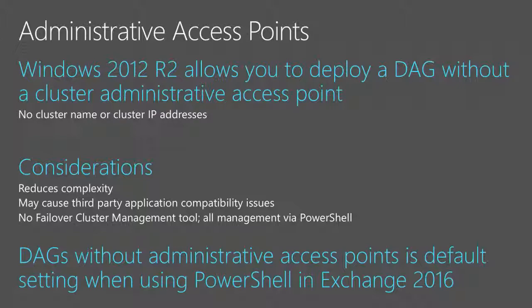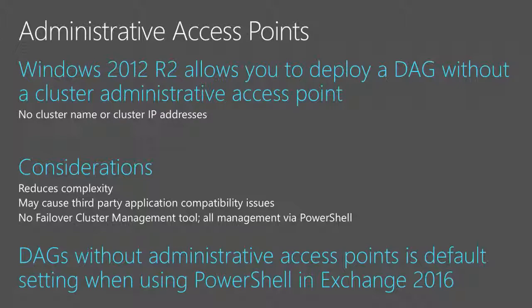A couple of those properties include things like a name and an IP address, or maybe multiple IP addresses if it's a multi-subnet DAG. Those properties then translate into the same corresponding properties for the DAG's underlying cluster. So the name you give the DAG becomes the name for the cluster. The IP addresses you assign to the DAG become the IP addresses assigned to the cluster.